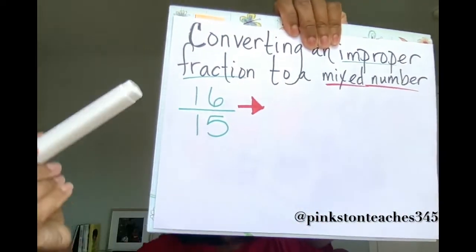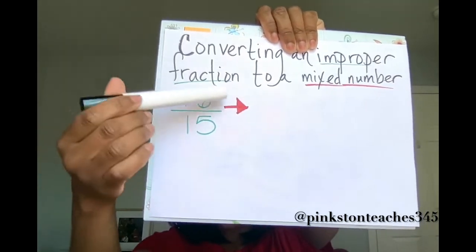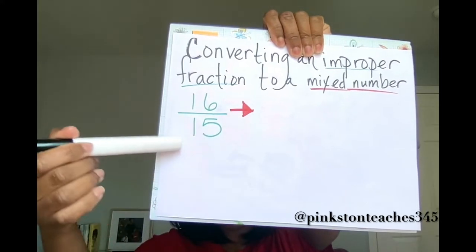a fraction as division. Part to whole, right? Trying to figure that out. Think of it as division. What you want to do is consider how many groups of 16 you can get out of 15. How many groups of 16 can you get out of 15?